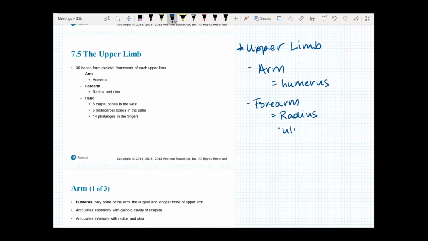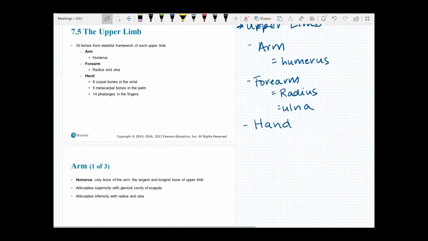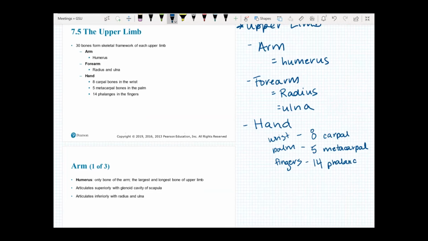And then the bones that make up your hand. Your hand is going to be made up of bones that make up your wrist, bones that make up your palm, and bones that make up your fingers. In your hand, you will have 8 bones that make up your wrist. These will be called your carpal bones. You will have 5 bones that make up your palm. These are called metacarpals. And you will have 14 bones that make up your fingers. These are called your phalanges. So these numbers and these names are the pieces you need to know for the upper limb.